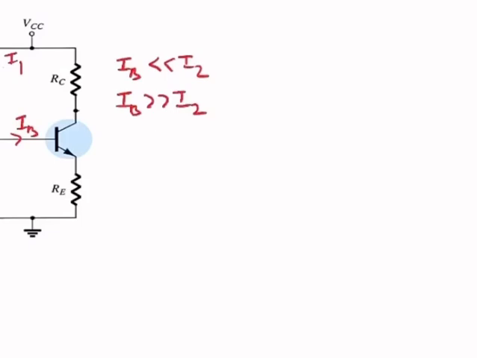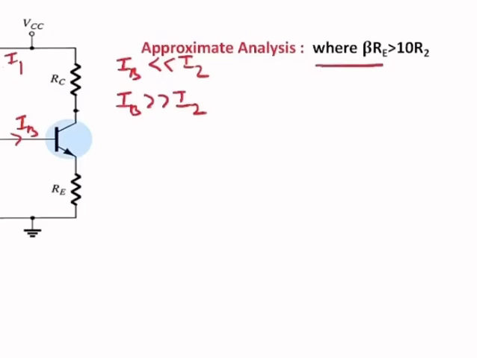If IB is very small in comparison to I2, then we will neglect base current IB in comparison to I2. In that condition, the same current I1 would flow through the resistor R2. This is the approximate analysis. For the approximate analysis, this is the one condition which must be satisfied: beta RE must be greater than 10 times this resistor value. You can say the base input resistance beta RE, if it has a greater value, then the base current would have a small value in comparison to I2.